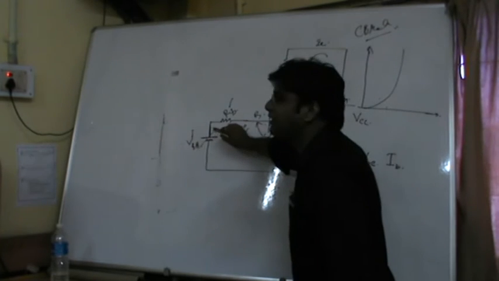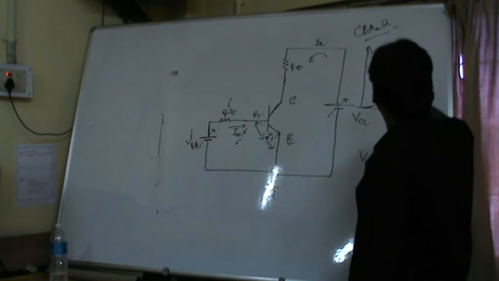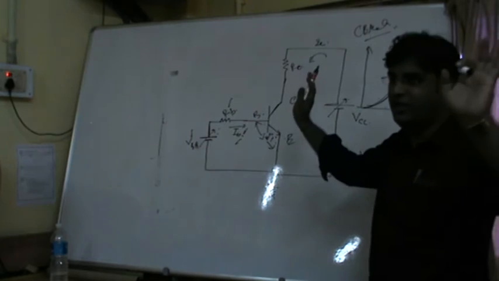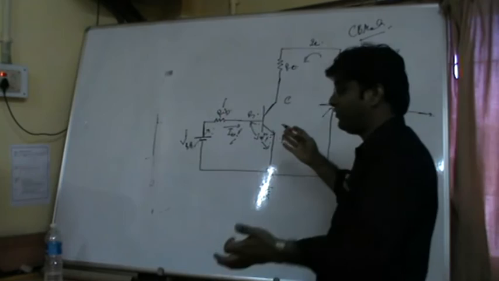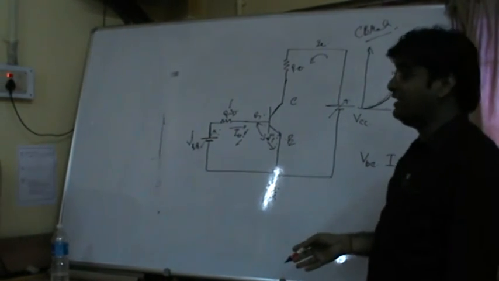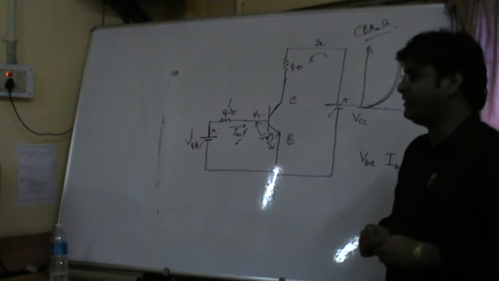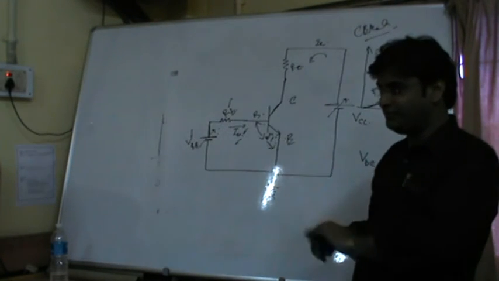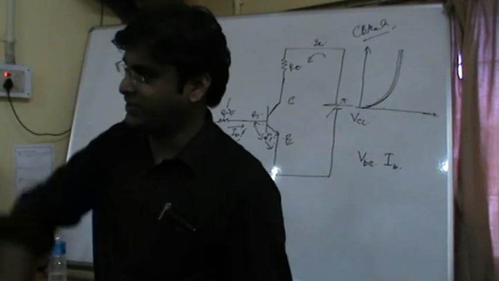If I increase this voltage, then the current is increasing, and that way this type of graph arises. Okay? Clear? So this is actually the forward characteristic of the diode, and this is the PN junction, and this is the input characteristics of the transistor. I have already represented that. Now I come to the output portion of the transistor.